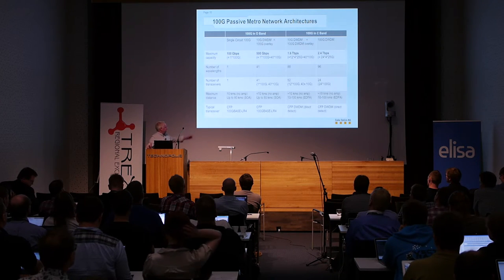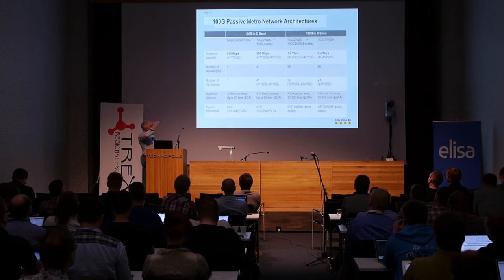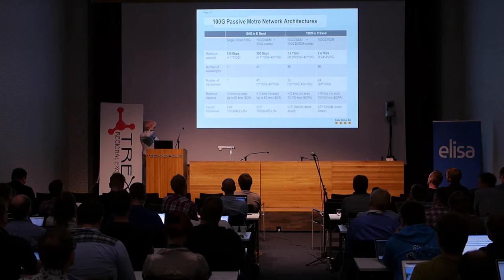CFP, LR4 transceiver. You can mix and match 10 gig and 100 gig, recognizing you've got 10 gig today, migrating to 100 gig in the future. In theory, you can run 500 gigs over that. That's 40 10 gigs, and 100 gig. Again, using standard pluggable optics.